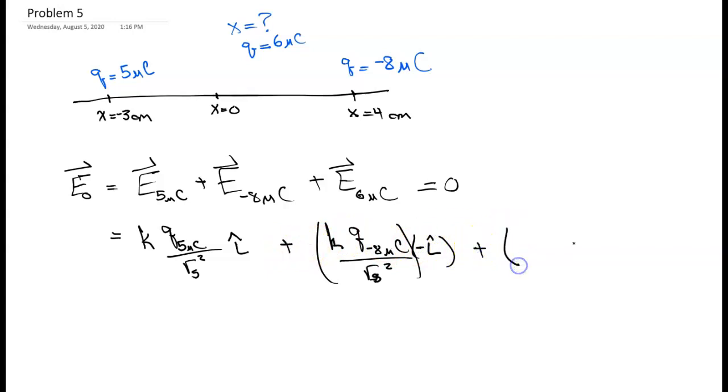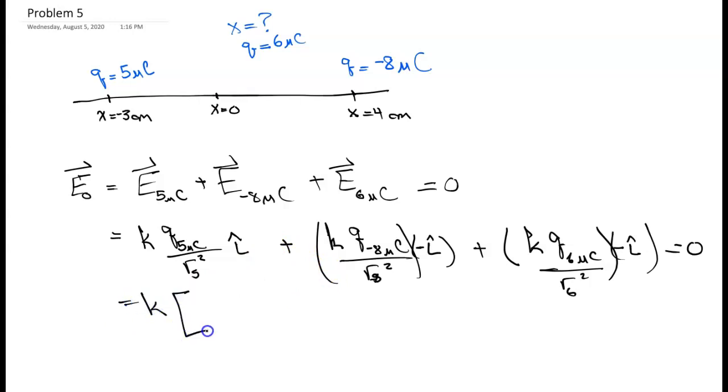And as we just discussed, in order to balance these values out, we need the charge at the 6 microcoulomb to be in the same direction as the -8 microcoulomb. So this has to be in the negative i direction as well, and we will set that equal to 0. So now we can rewrite this as K, and since everything is in the i hat direction, we can ignore that for a second.